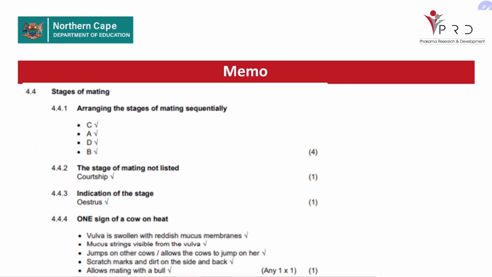So we are going to focus on 4.4.4. The sign of a cow on heat: the vulva will be swollen with reddish mucous membranes. At the same time, mucus strings will be visible from the vulva, and the cow will jump on other cows and allow others to jump on her. It will stretch itself, have stretch marks and be dirty on the side and back, and it will allow mating with a bull.